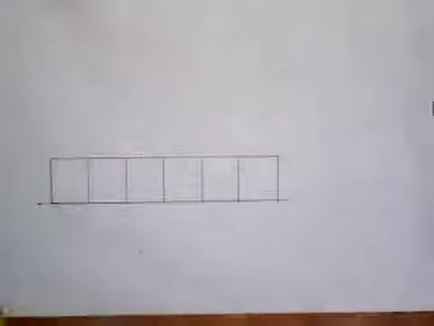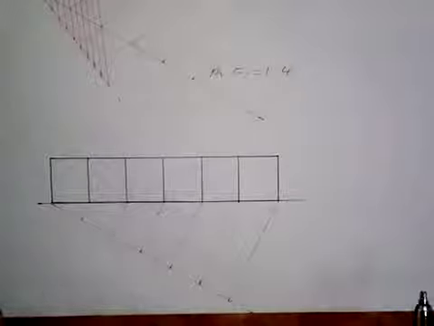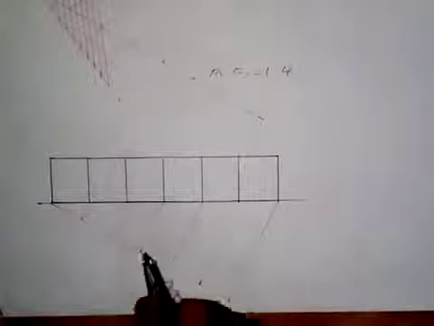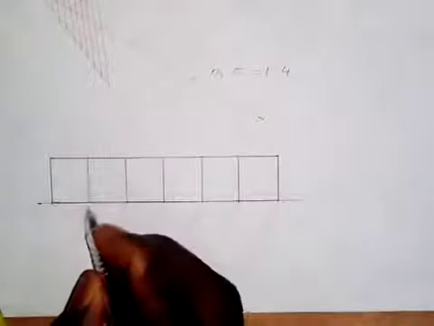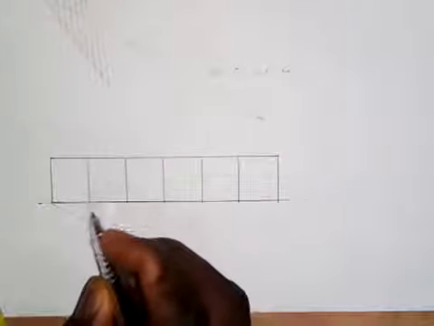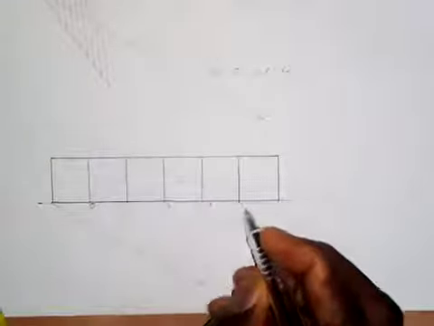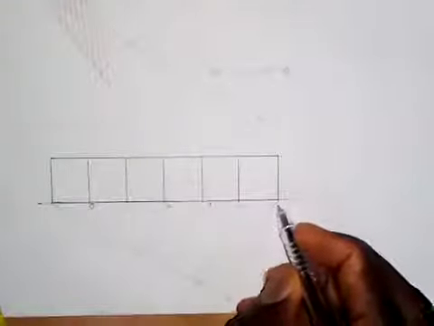Alright, so with what we've done here, each of these represents 1 meter, as the maximum length given to us is 6 meters. So then we are going to number this. The first one, at the end of the first division, you put 0. Then here we have 1, this is 2, this is 3, this is 4, and this is 5.